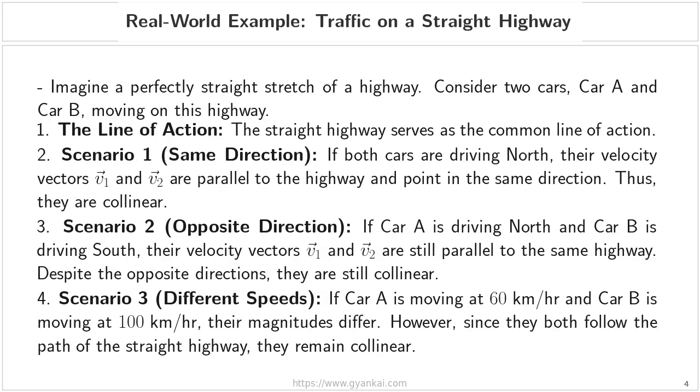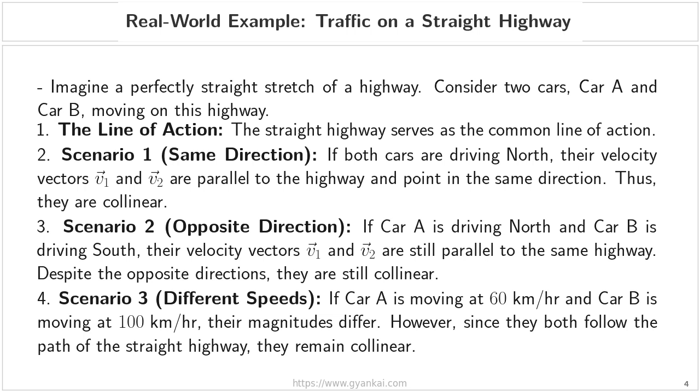Finally, let's look at scenario 3, which addresses the idea of magnitude. Suppose car A is cruising at 60 kilometers per hour, while car B is moving much faster, at 100 kilometers per hour. Even though the lengths of our vectors, their magnitudes, are different, the fact remains that they both follow the path of the same straight highway. Therefore, they are still collinear. This example perfectly illustrates that as long as the line of action is the same, the direction and the speed do not change the collinear nature of the vectors.